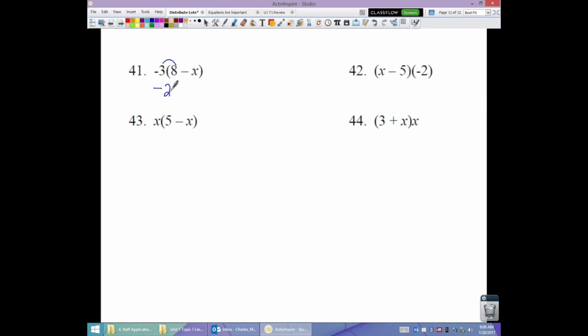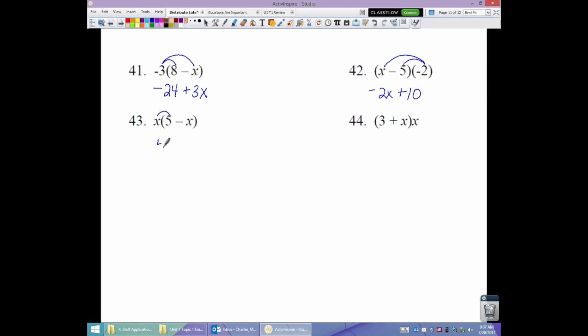Negative 3 times 8 is negative 24. Negative 3 times negative x, positive 3x. Negative 2 times x, negative 2x. Negative 2 times negative 5, positive 10.